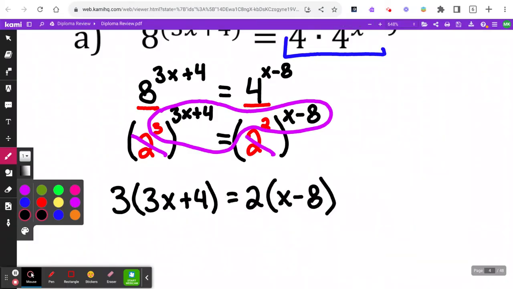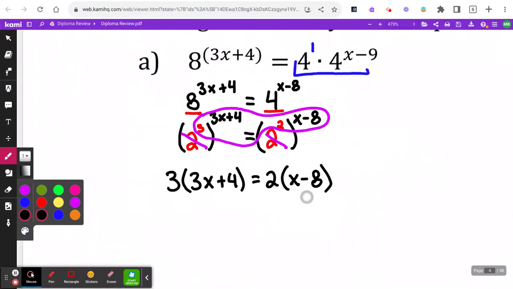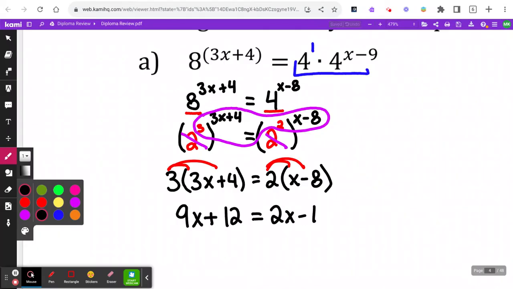Notice that I'm multiplying. I put brackets there because when I have an exponent with an exponent, I multiply the exponents together. This is not just 3 times 3x. This is 3 times 3x plus 4. Okay? Like it's in brackets like that. We can power through solving this thing. So get rid of the brackets, multiply the 3 in, multiply the 2 in. That's 9x plus 12 equals 2x minus 16.